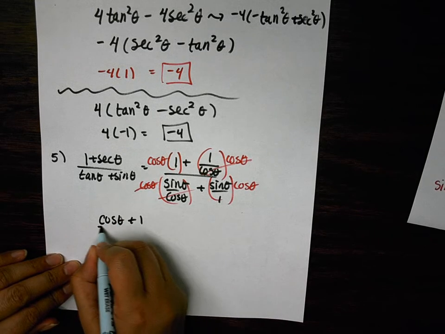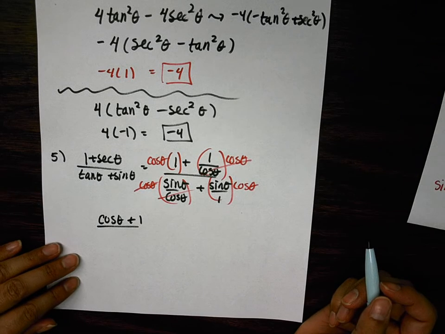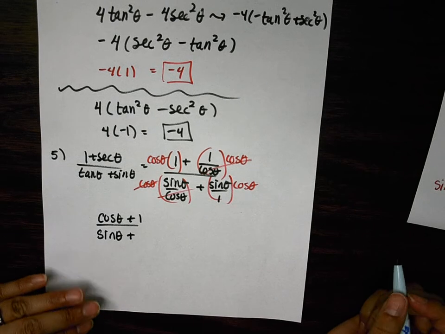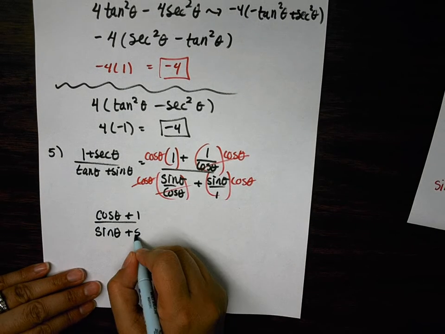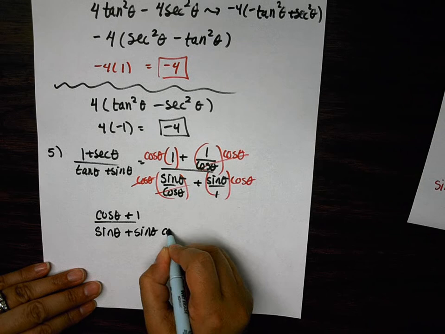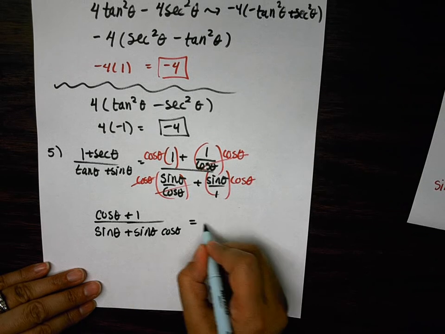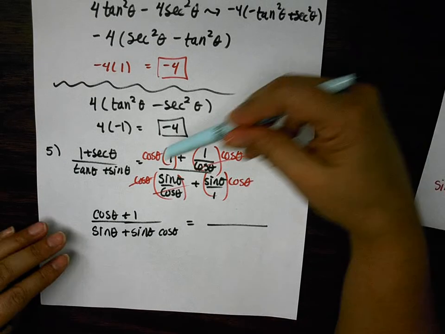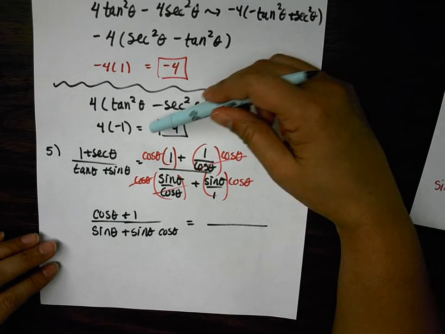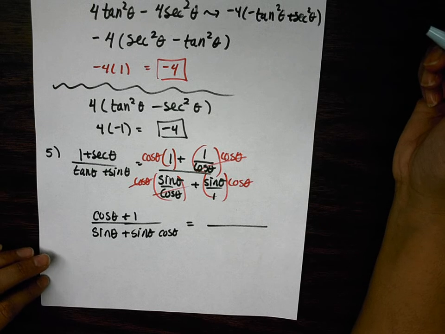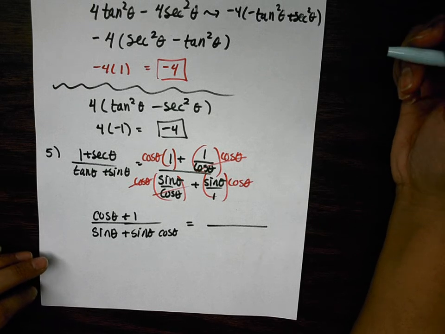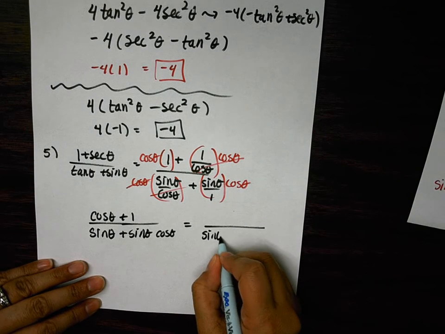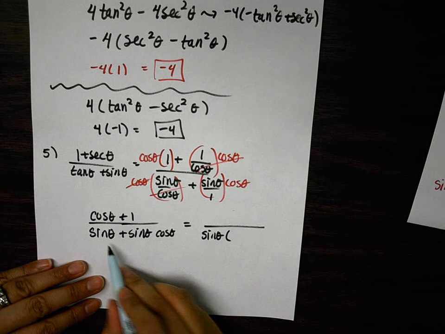Cosine theta plus 1, over sine theta plus sine theta cosine theta. I remember something very similar being on your Unit 5 test. It was like the second page in, and it was very, very similar, if not the same thing. Does anybody remember what you do next or can see it? In the denominator, pull out a sine theta, GCF.